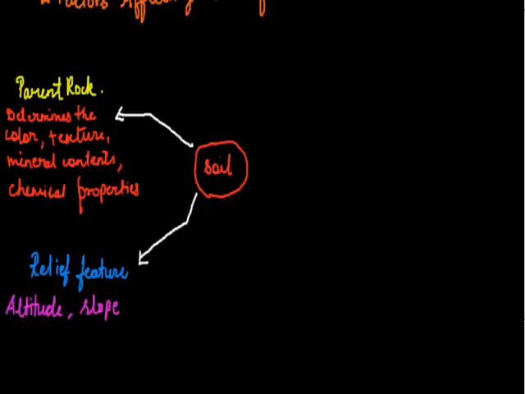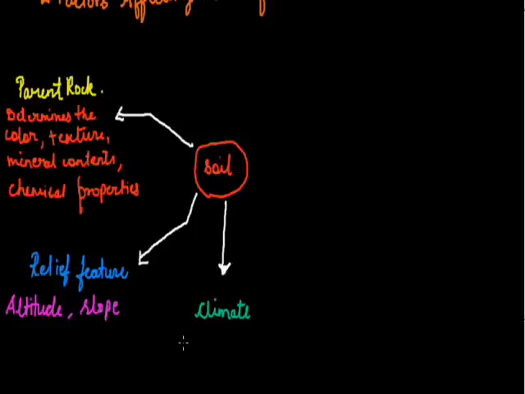The next factor that affects the formation of soil is the climate. The climate is a very important factor because in the climate we count temperature, rainfall, and these kinds of climatic activities which affect the weathering and erosion of the soil.